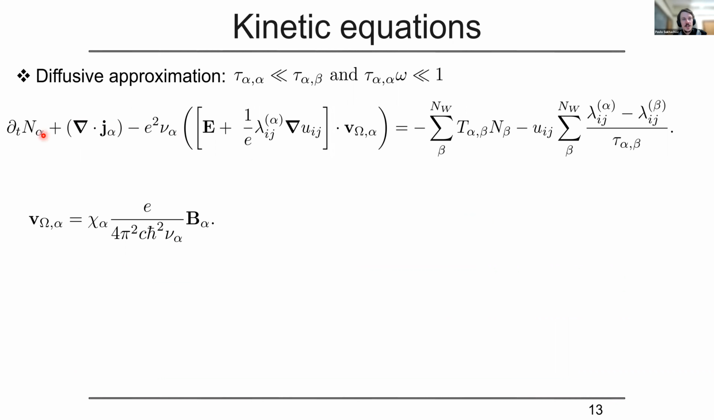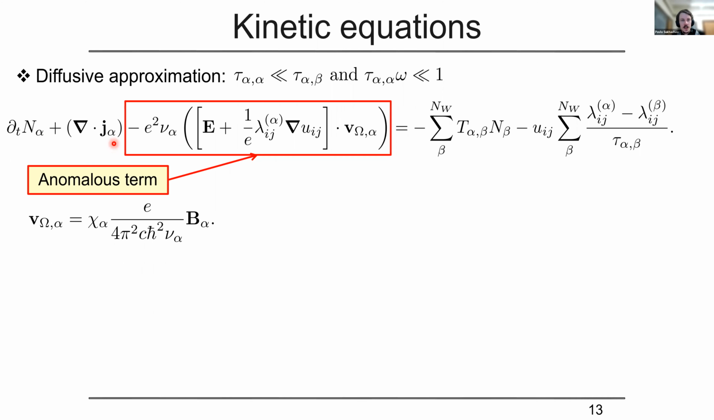Well, here's the kinetic equation. It's rather long, so let me go through it in detail. These first two terms are essentially just a regular continuity equation for a single Weyl node denoted by alpha. This part is the anomalous term, which is related to the chiral anomaly. Essentially, it's just the E dot B term, which tells us that the chiral charge is not conserved.